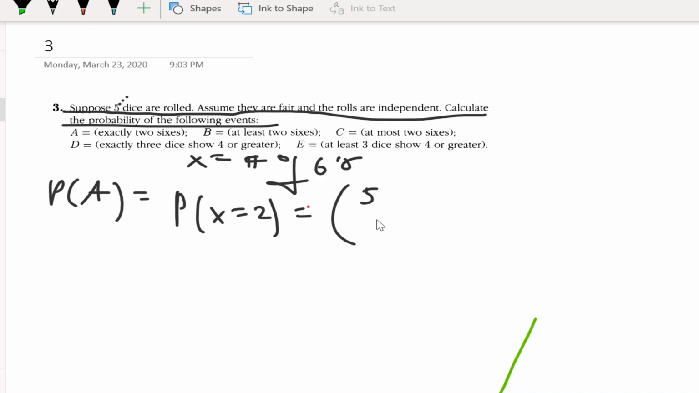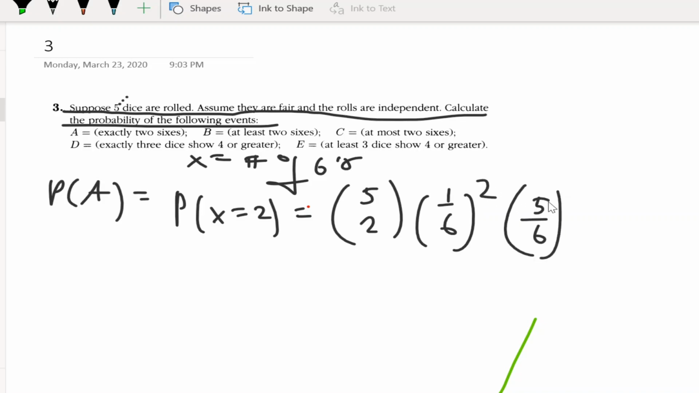We have 5 total dice rolls, of which 2 are successes. A success has probability 1/6 since it's rolling a 6, to the second power. Then 5/6, since the probability of not getting a 6, which is a failure, is the complement of 1/6, 1 minus 1/6 equals 5/6, and we would get 3 of them since there are 2 successes out of 5 total trials, so there have to be 3 failures. Okay, so that's P of A.